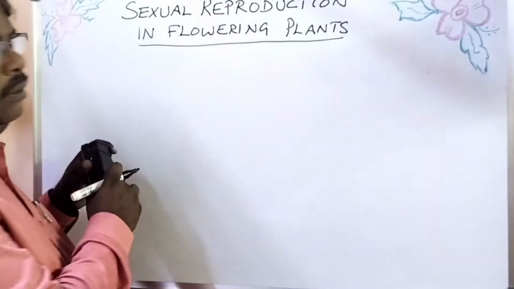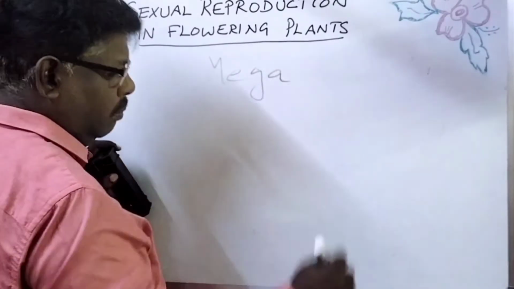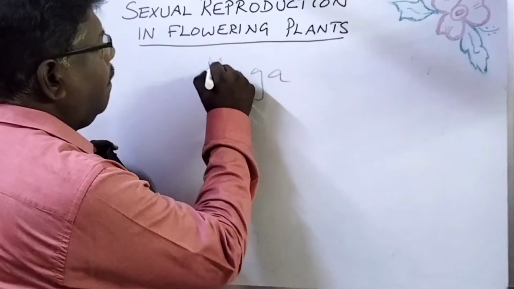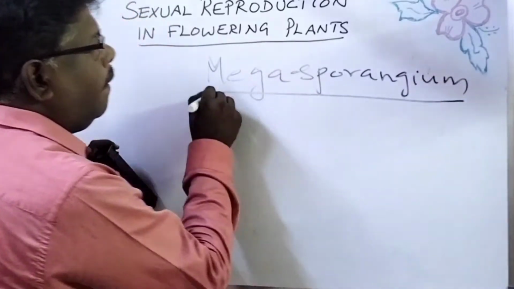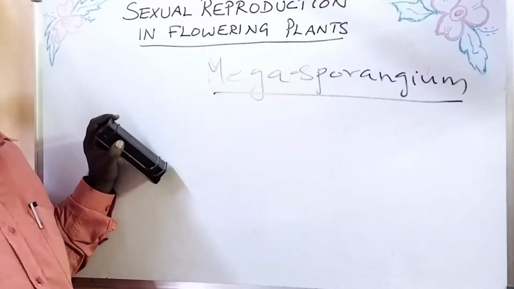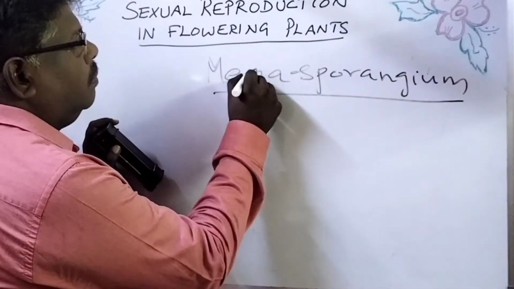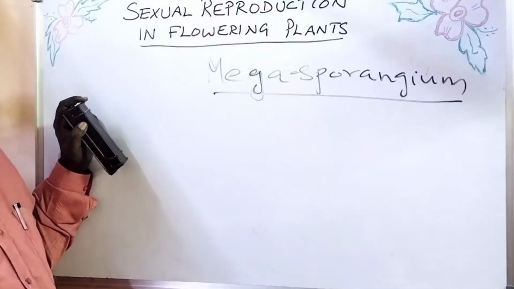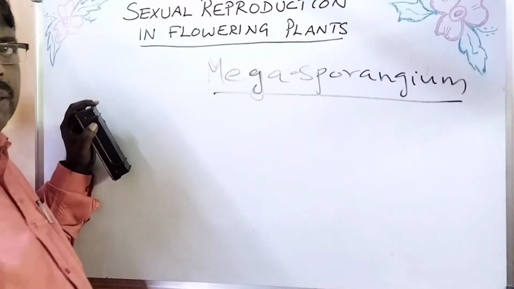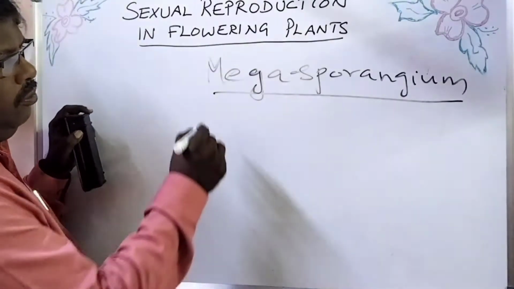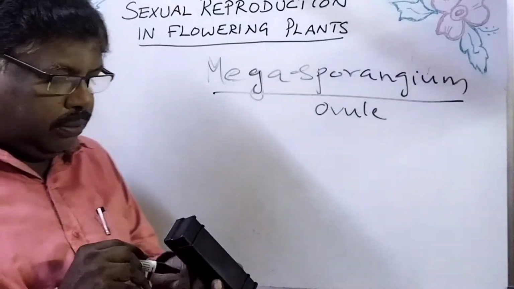Now let us see about the megasporangium. We are going to learn about the megasporangium structure. So the ovule is said to be the megasporangium. Now we are going to learn about the structure of megasporangium or ovule.